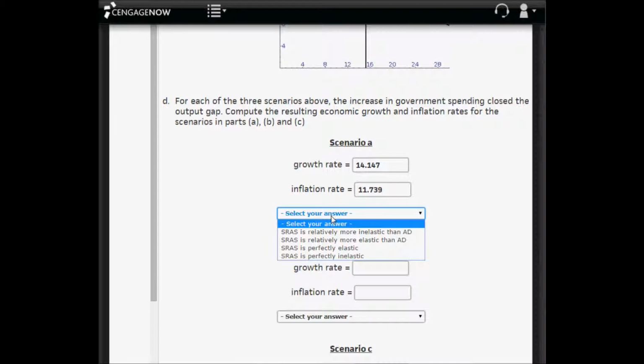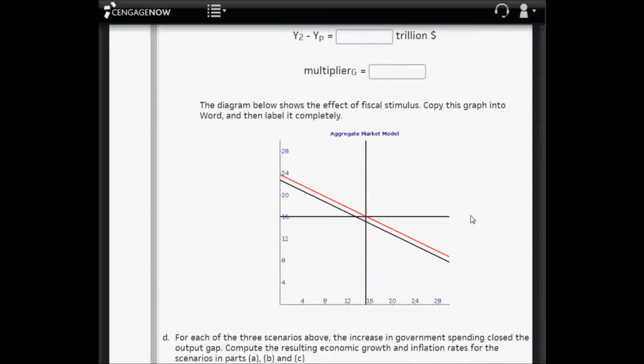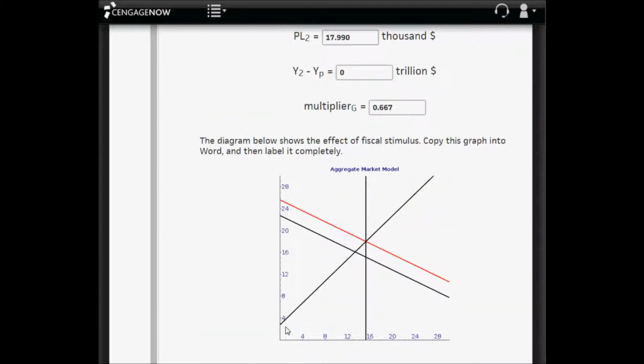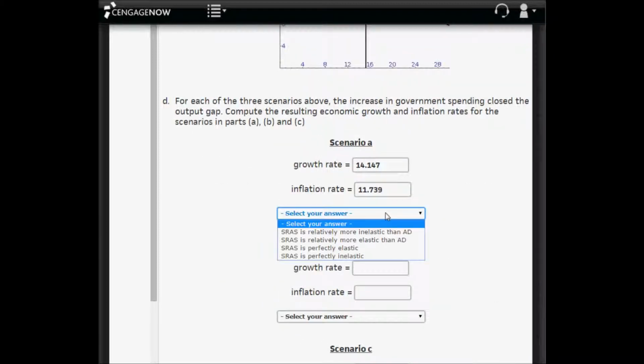And then we got to answer this question here. Which curve is the steepest in scenario A? In scenario A, it looks like the short run aggregate supply curve is the steepest. So it's relatively more inelastic. So short run aggregate supply is relatively more inelastic than aggregate demand because it's steeper. Now we're going to go do scenario B.